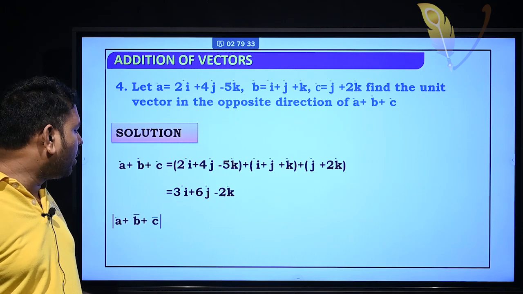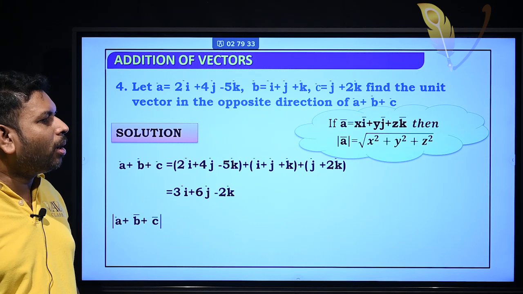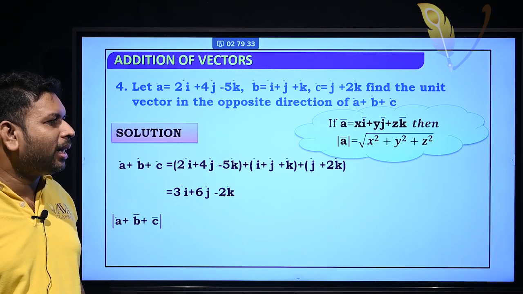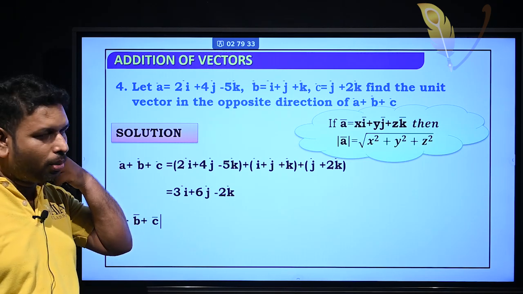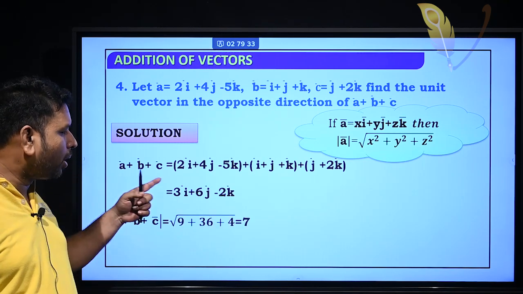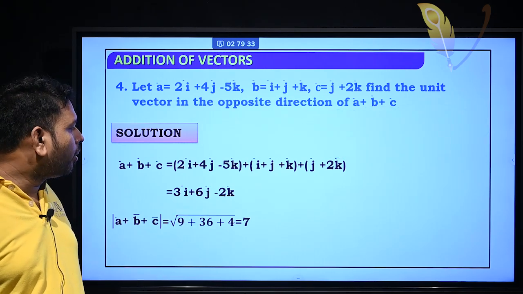So A vector plus B vector plus C vector modulus, if A equal to xi cap plus yj cap plus zk cap, then A vector modulus is root over x square plus y square plus z square. So this is equal to root over 9 plus 36 plus 4, that is 7. Okay.